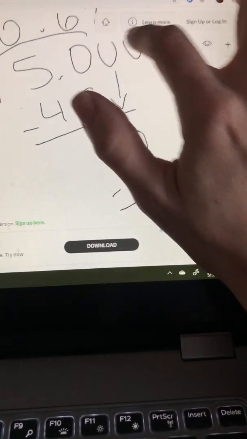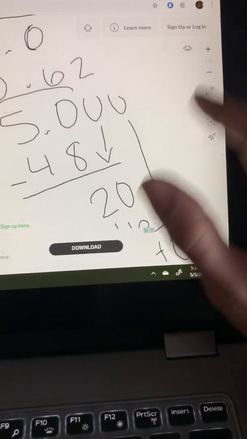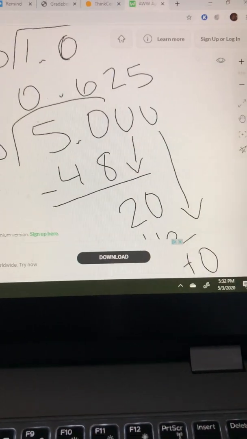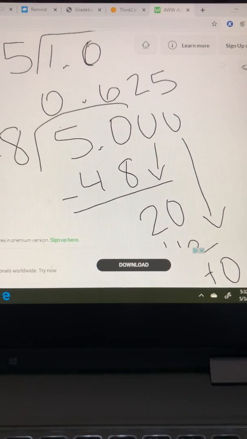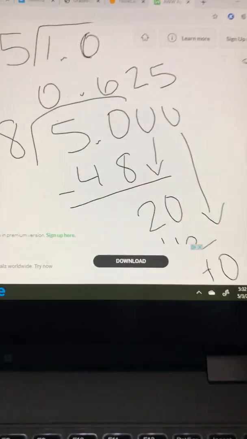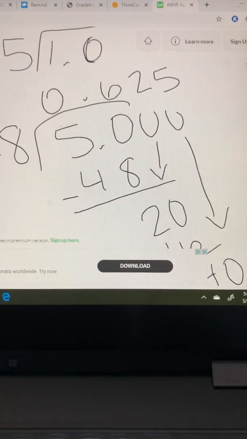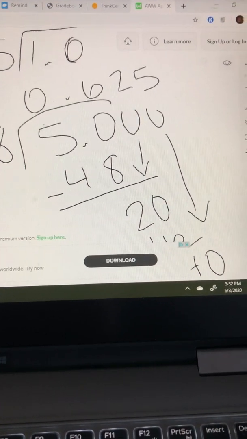I can put another 0 again to finish division. And finally, 5, okay? So 5/8 is equal to 625 thousandths, but we can technically take this decimal and round it to the nearest tenths or hundredths, depending on the numbers that we have in the word problem.